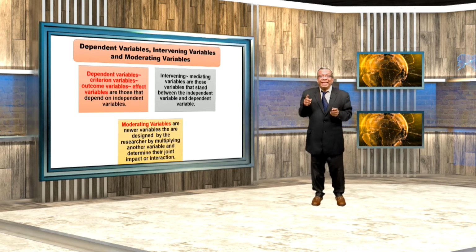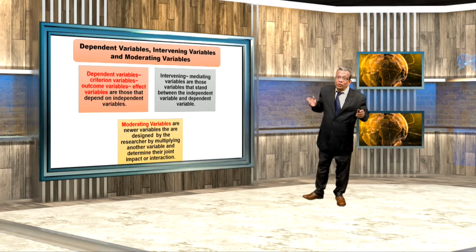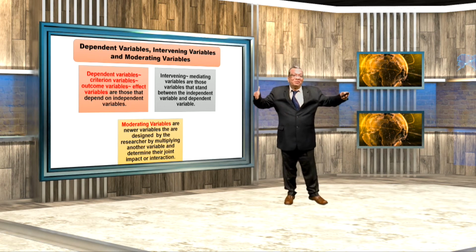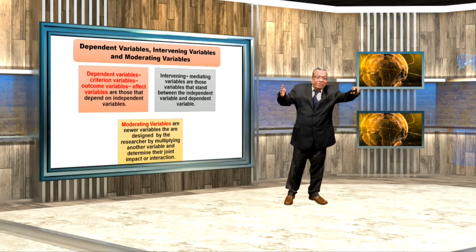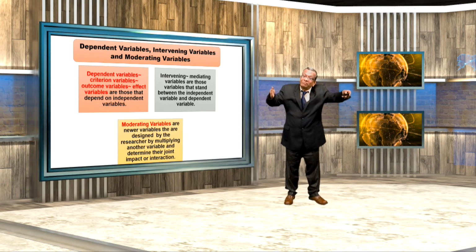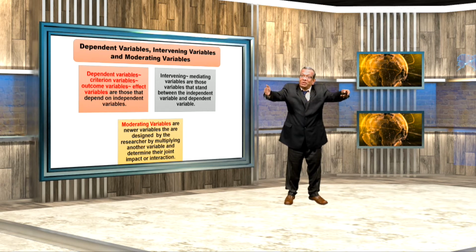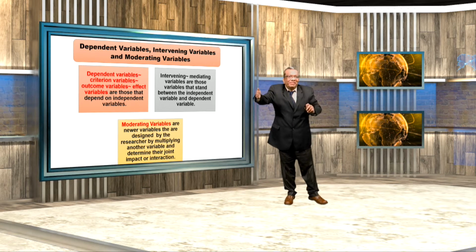On the other hand, intervening variables, or mediating variables, are those variables that stand in between the independent and dependent variables. Now, imagine a mental picture. It always starts from left to right: there is an independent variable, here is a dependent variable, and in between you have intervening variables.